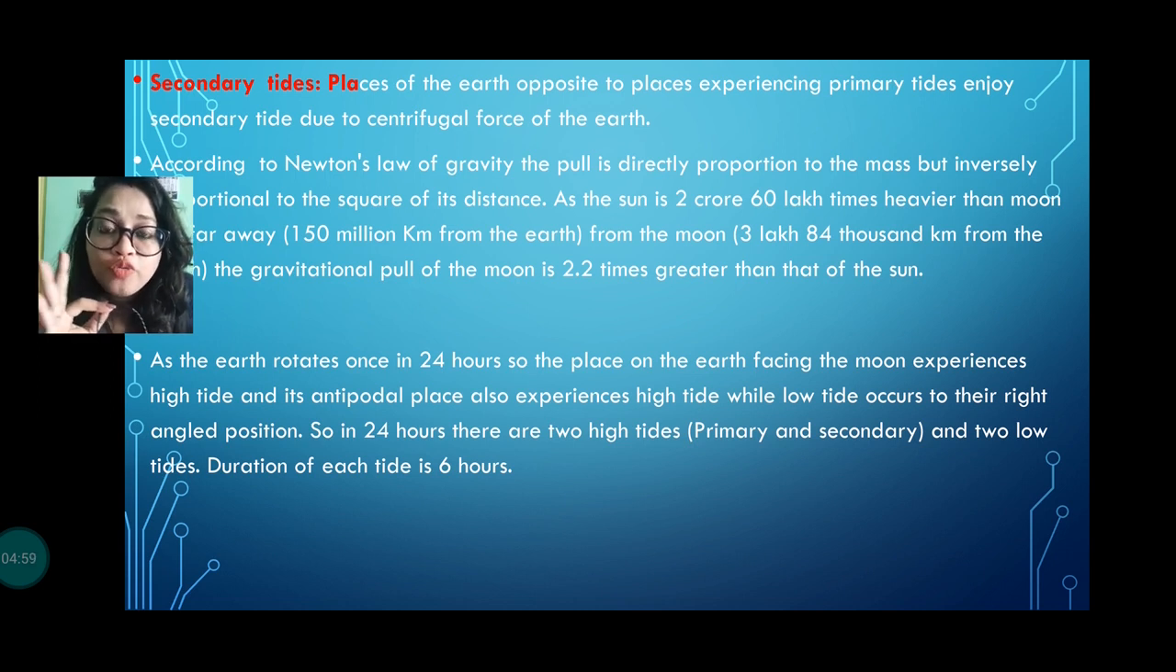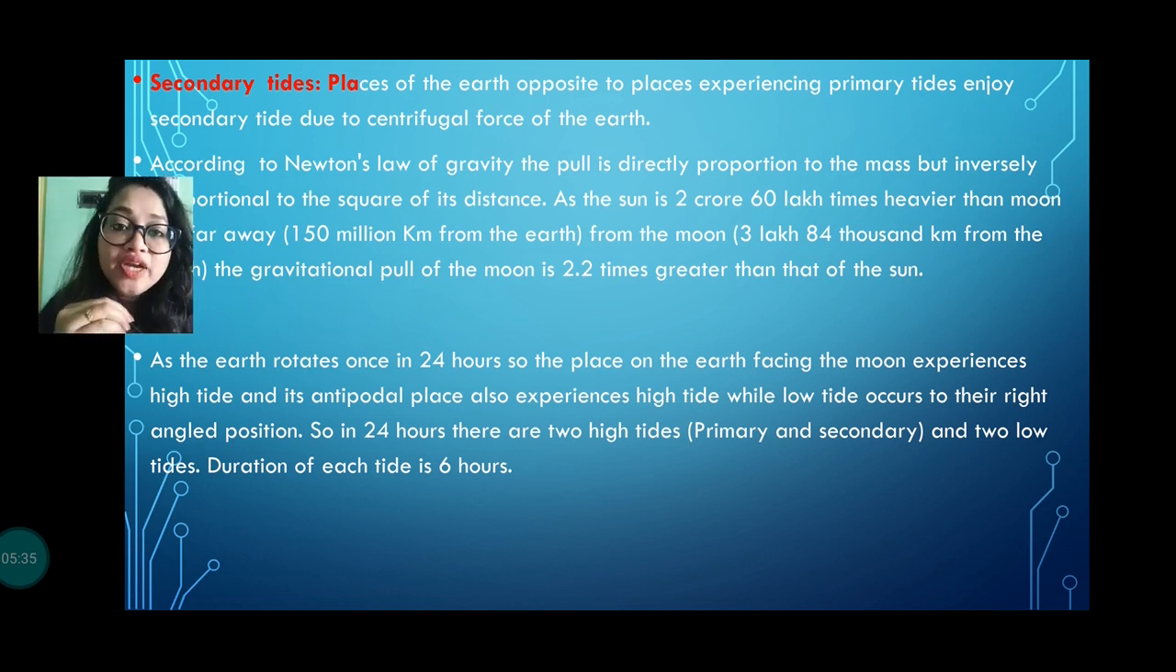I hope all of you understood the primary and the secondary tides. Again, I'm telling you, primary tides mean the portions of the earth which are facing the moon, and the totally opposite portions of the earth also experience tide, but that tide is known as the secondary tide. The reason is that the sun is far away from the earth, while the moon is very near to the earth, so the gravitational pull of the moon is greater than the sun's.